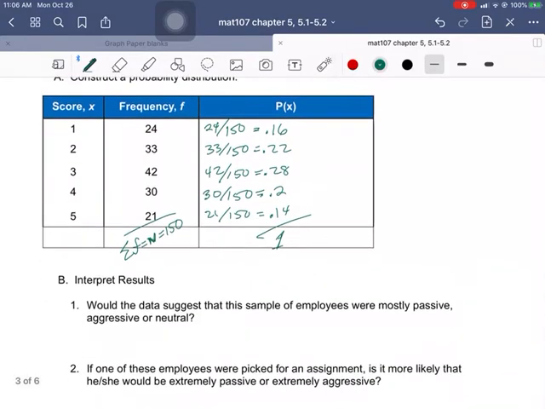So we need to interpret our data here. Would the data suggest that the sample of employees were mostly passive? Passive, aggressive, or neutral? Well, right here is 0.28 for a score of 3, which is our largest probability here. So I'm thinking neutral.